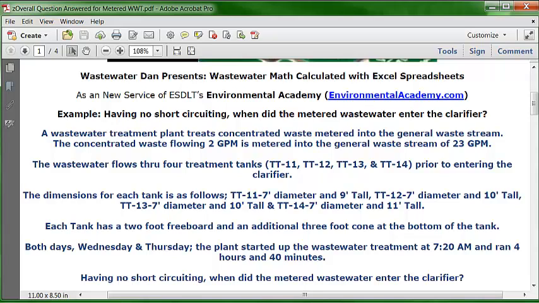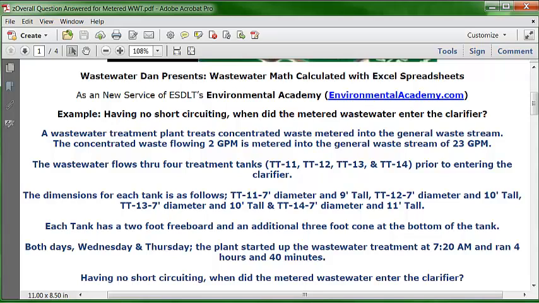Both days, Wednesday and Thursday, the plant started up the wastewater treatment at 7:20 a.m. and ran 4 hours and 40 minutes. Having no short-circuiting, when did the metered wastewater enter the clarifier?